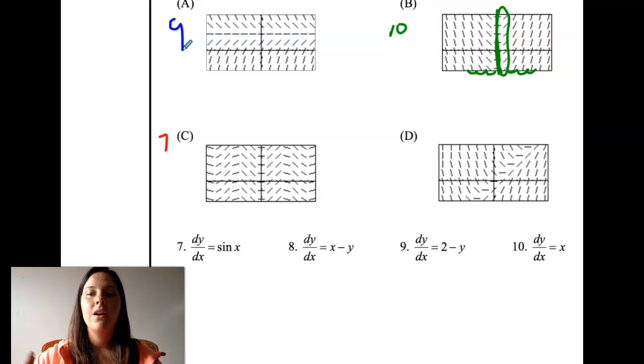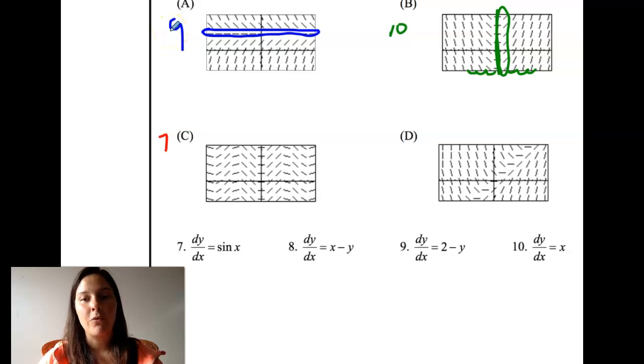If you look, each horizontal line has the same slope. So when y is 2, 2 minus 2 is 0. So we have all of those little horizontal lines which represent a slope of 0. And then as we go up from there, 2 minus 3 is -1. So we've got this row of -1 slopes and then a row of -2 slopes. And going down from there, 2 minus 1 gives us a slope of +1. 2 minus 0 is a slope of 2, and so on.